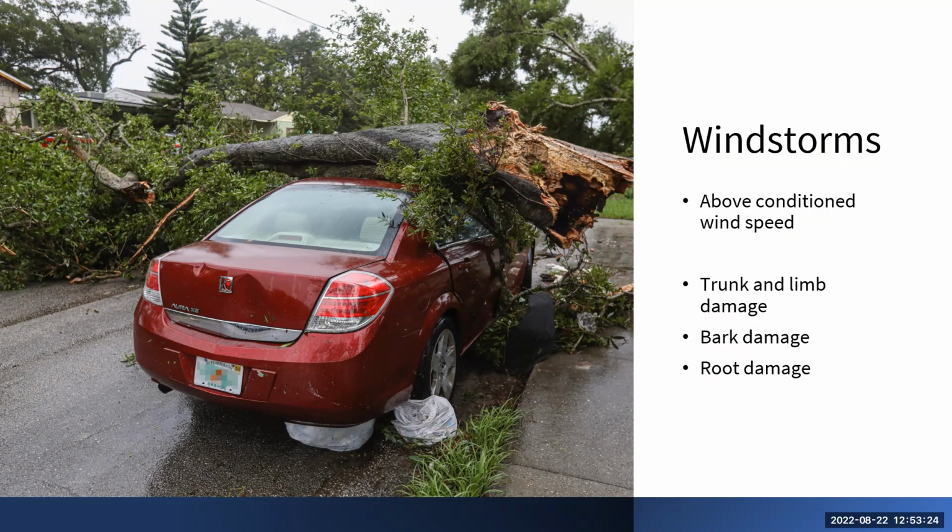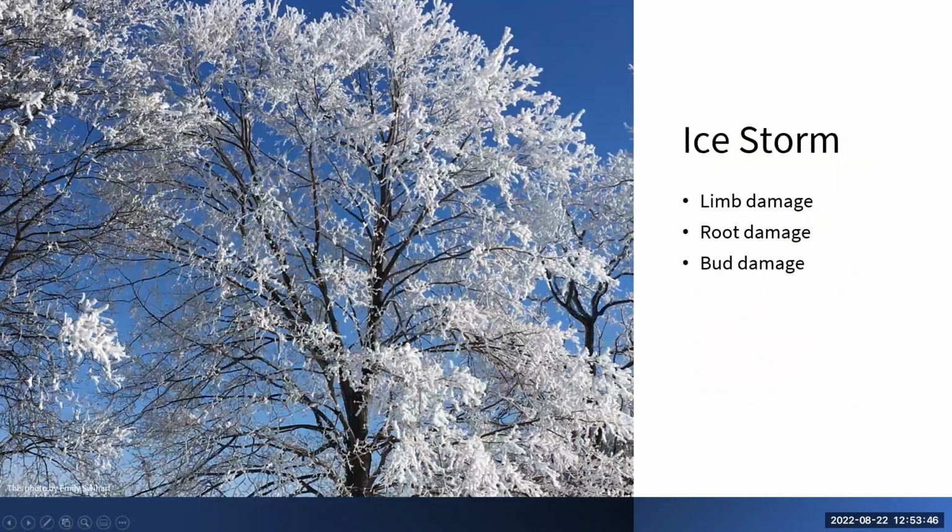Windstorms will often have trunk and limb damage by breakage. Wounds would be similar, like the debarking. And then there's wind throw, or blowing them over, and so that's when the force of the wind is just too much for the tree to sustain, and so it would snap off at a weak point or completely uproot the tree.